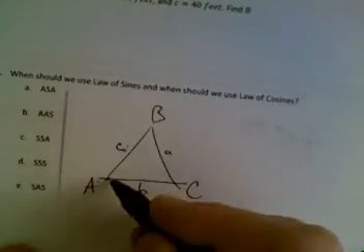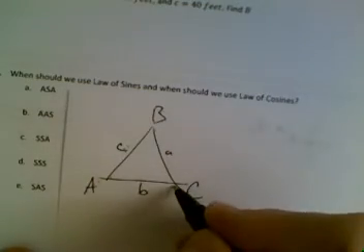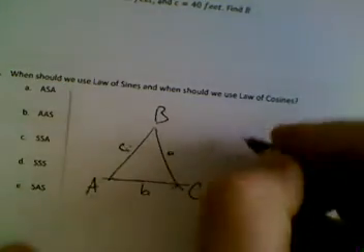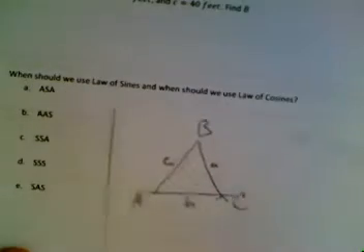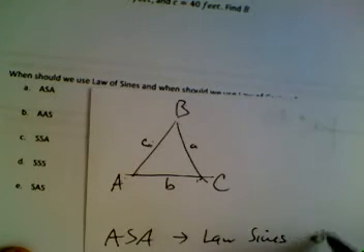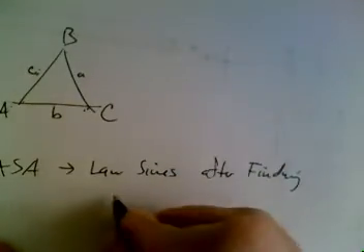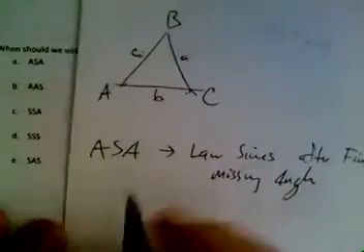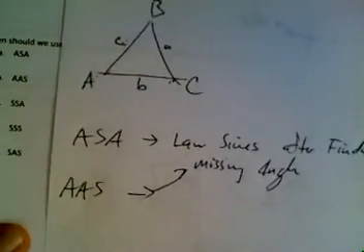Well, first off, if I have two angles, it doesn't even matter what else I have. If I have two angles, I can find the third. Finding the third angle will always allow me to use law of sines. So for A, right here, it's obviously going to be law of sines. Angle, side, angle is law of sines, after finding the missing angle. Angle, angle, side is the same thing. I'm going to use law of sines after finding that missing angle.